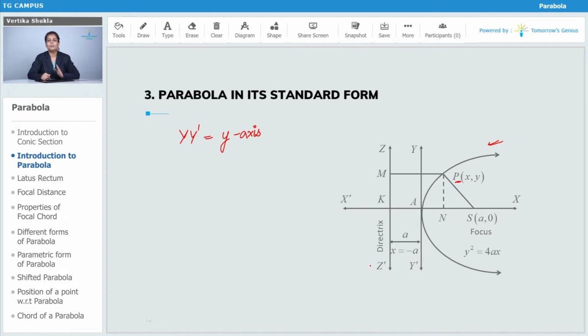Now for a parabola, PS is equal to PM. Remember that. So the distance PM will be equal to the distance PS. The equation of the directrix that they have taken is x equals minus a, or you can say x plus a is equal to 0. Now see this, how will we find out the equation of this parabola?